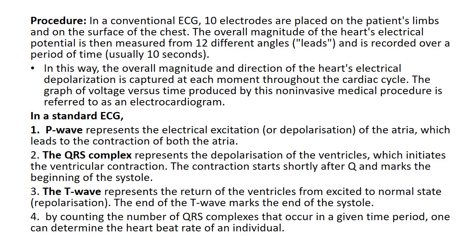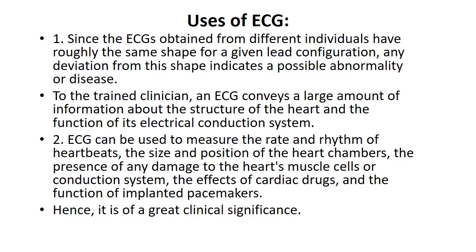By counting the number of QRS complexes that occur in a given time period, one can determine the heartbeat rate of the individual. ECG is of great clinical significance, because in different individuals there is roughly the same type of shape, but if any deviation in the shape takes place, it indicates an abnormality or disease of the heart. So ECG conveys a large amount of information about the structure and function of the heart.